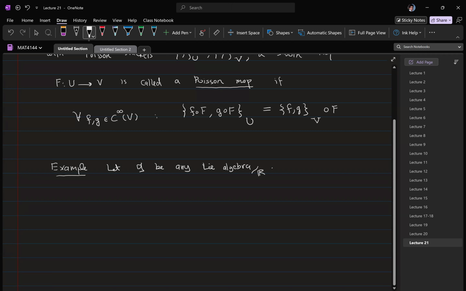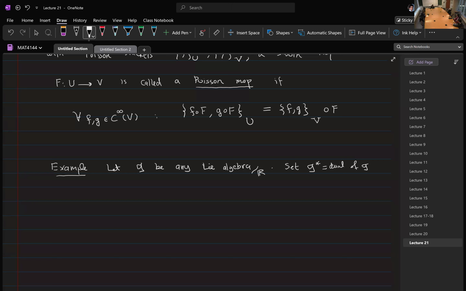So it's a real Lie algebra, okay? Like a Lie algebra over R, we think about it as a Lie algebra over R. And we consider G star to be the dual of G, which means all linear maps from G to R. That's a vector space as well, okay? And we know that the dual of the dual is canonically isomorphic to the vector space itself, so we know this isomorphism.